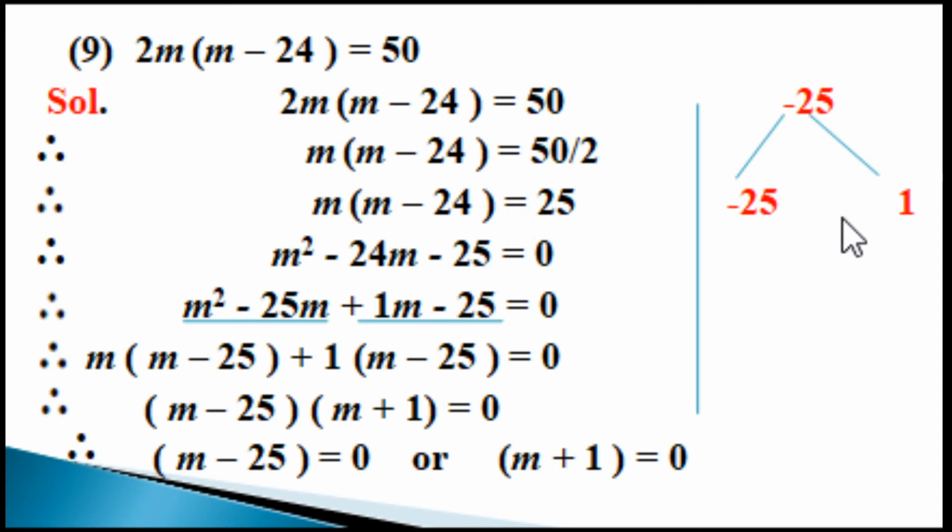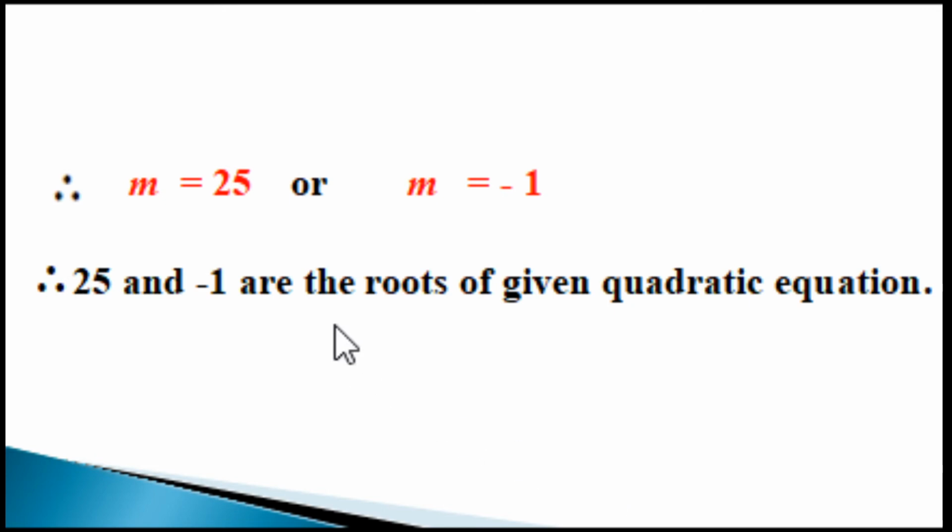Products are minus 25 and plus 1. We get m square minus 25m plus 1m minus 25 is equal to 0. So m is common, m minus 25, plus 1 into m minus 25. So m minus 25 in one bracket, m plus 1 in another bracket. m minus 25 is equal to 0 or m plus 1 is equal to 0. So we get m as 25 or m as minus 1. So these are the roots, 25 and minus 1.